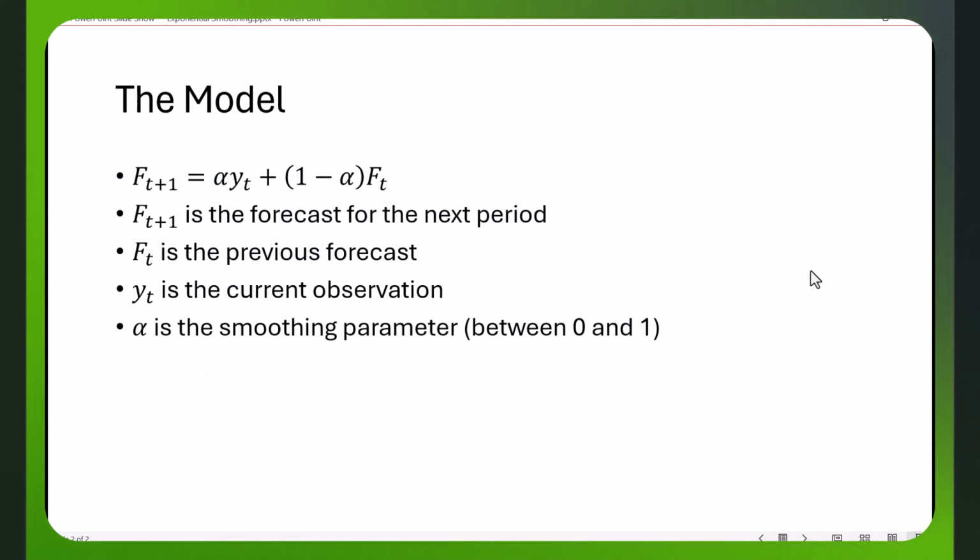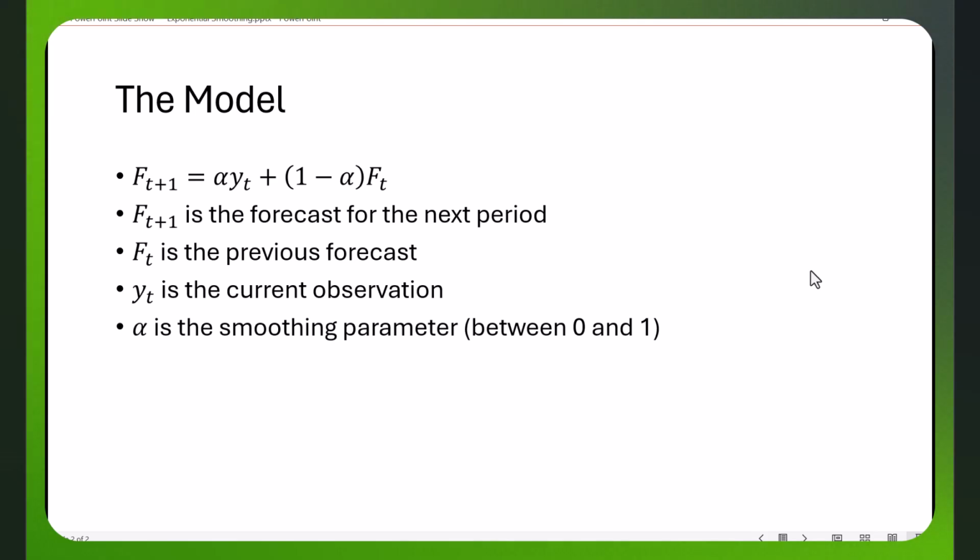So the model is f(t+1) equals alpha times y(t) plus (1 minus alpha) times f(t). f(t+1) is the forecast for the next period. f(t) is the previous forecast, and y(t) is the current observation. Alpha is this smoothing parameter, which is between 0 and 1. So this tells us how much we're going to weight the current observation and the previous forecast.